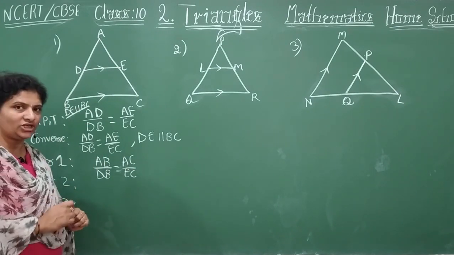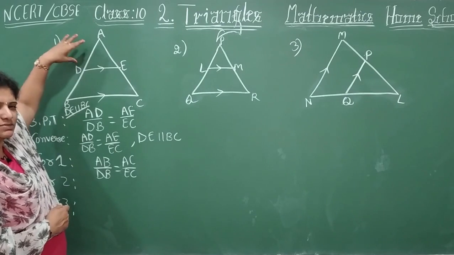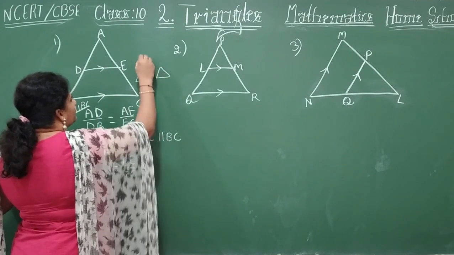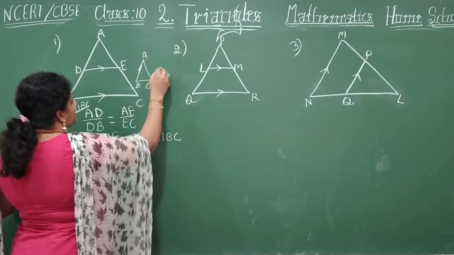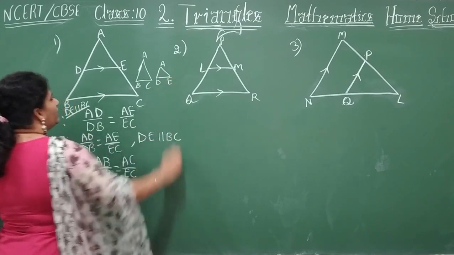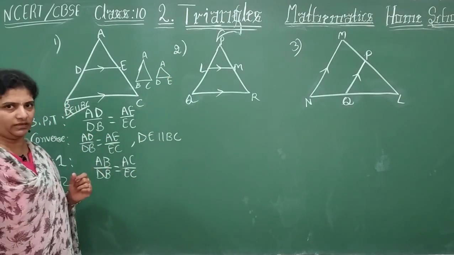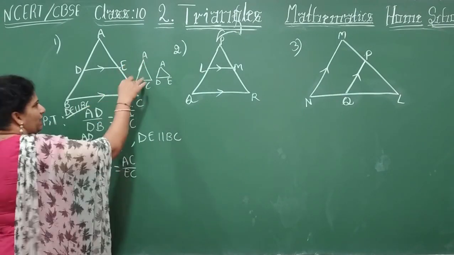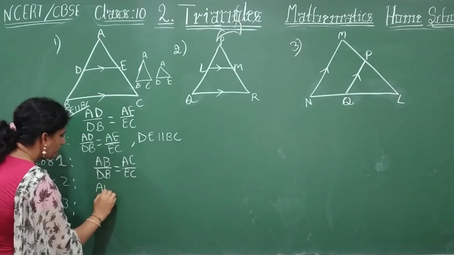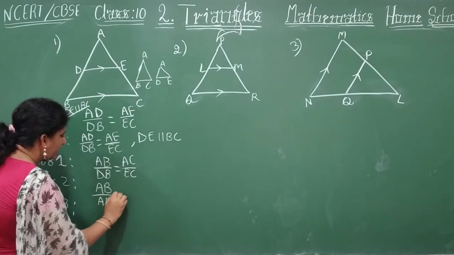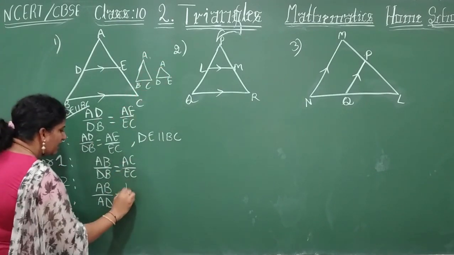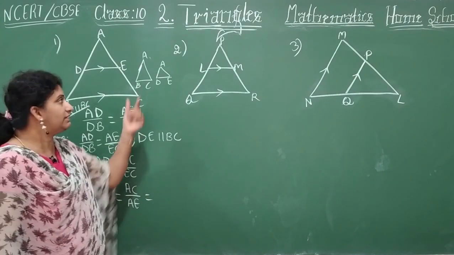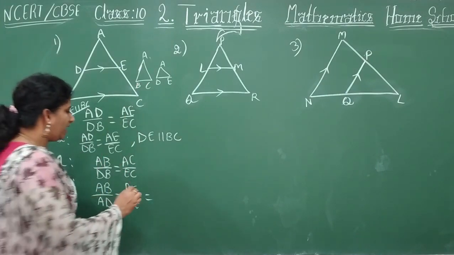What is your corollary 2, children here? Big side by small side. So if you want, you can split your triangle again like this: A, B, C and A, D, E. Whereas for your first corollary, you cannot split. But for the second and third, you can split and write. So that is AB by AD is equal to AC by AE. So in this corollary, children, you can write the third side, that is BC by DE.